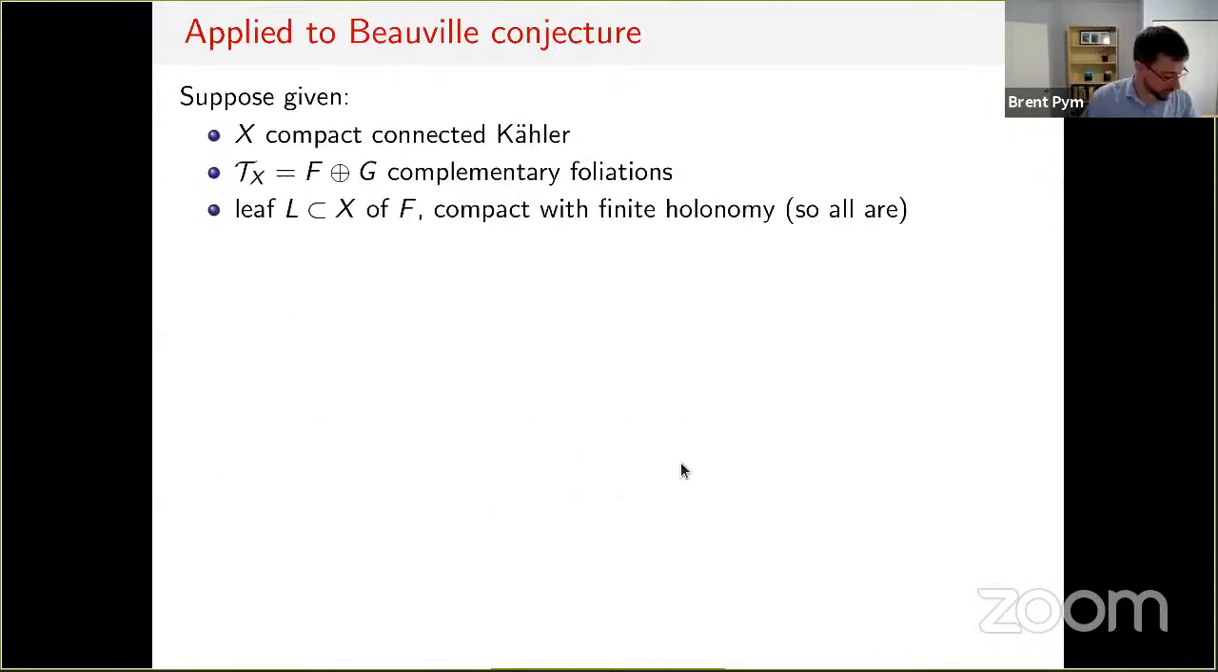So now, how do we establish this case of the Beauville conjecture? Suppose that we have a compact connected Kähler manifold. The tangent bundle splits as a sum of two complementary foliations. And one of them has a leaf which is compact with finite holonomy group, so that actually all of the leaves of F are compact with finite holonomy.